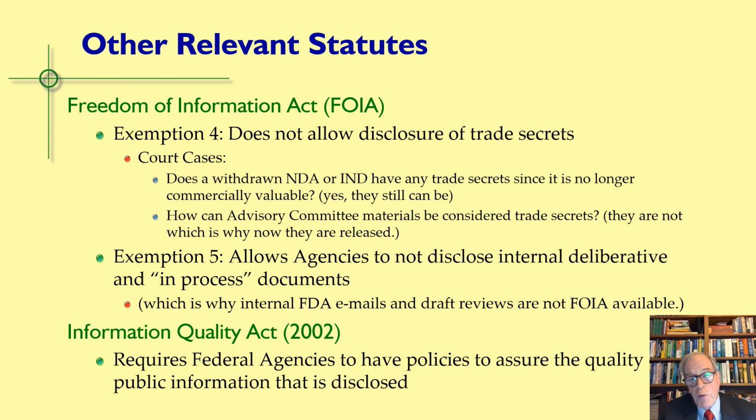It's complicated because they're big documents and there's lots of information in those documents that are not trade secrets, which is why when you request an application, you can get a redacted version of it that has the non-trade secret information. When there's a request to release information, the company is actually allowed to identify what are the trade secrets and to say what can be disclosed and what can't. There's also an act that required federal agencies to have policies to assure the quality of public information that's disclosed, and this doesn't really have a lot of direct bearing on master files.